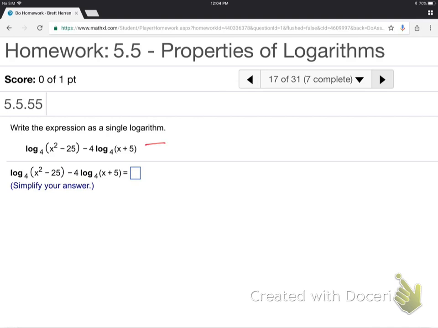Okay, so we're supposed to go to a single log. So if I'm going to go to a single log, it's subtraction. Oh, actually, I should do the power first. The numbers in the front go back to the power, don't they? So that 4 is going to go to his 4th power. And then I will make this x squared minus 25 over x plus 5 to the 4th.